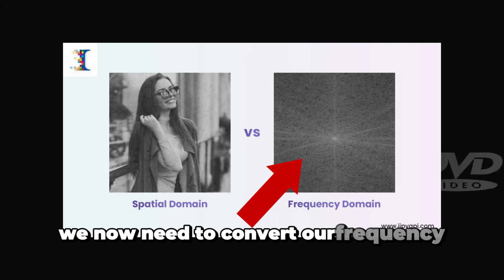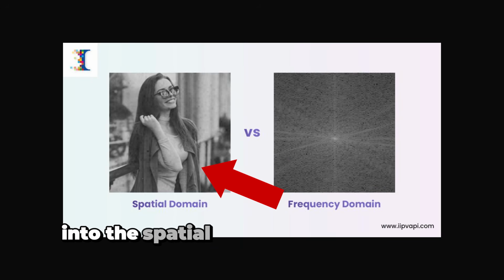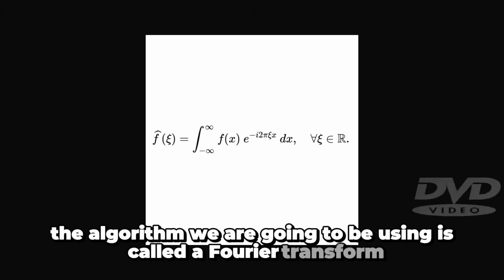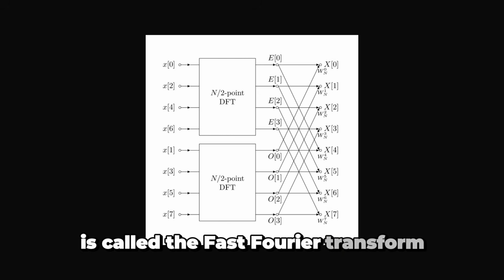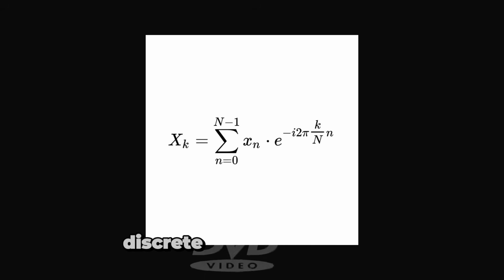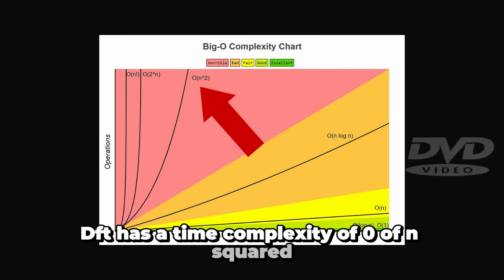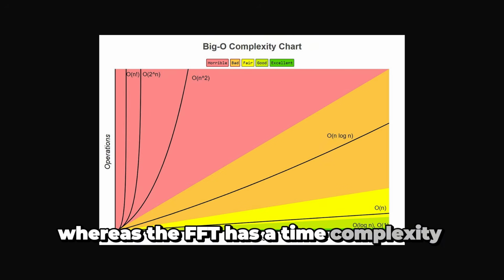After evolving our spectrum, we now need to convert our frequency domain representation into the spatial domain so that we can actually see our ocean. The algorithm we are going to be using is called a Fourier transform. There are different types of this algorithm, but the one that's meaningful to us is called the fast Fourier transform. The reason we are using this one over the more well-known discrete Fourier transform is simply due to time complexity. DFT has a time complexity of O(n^2), whereas the FFT has a time complexity of O(n log n).